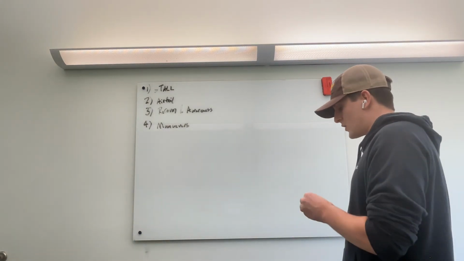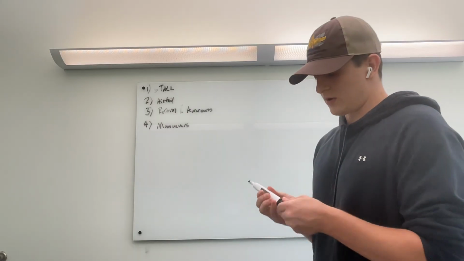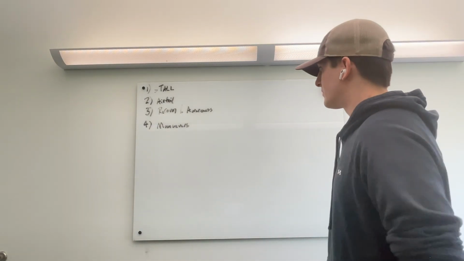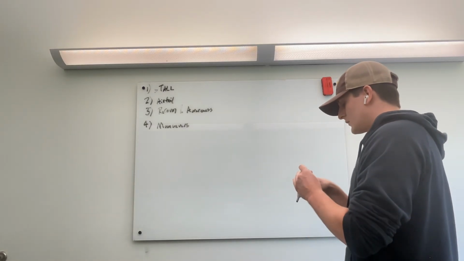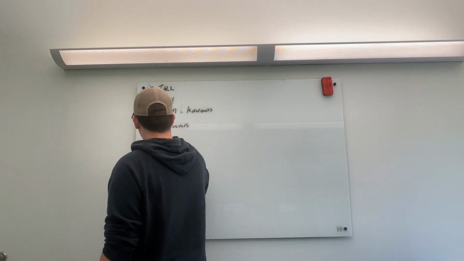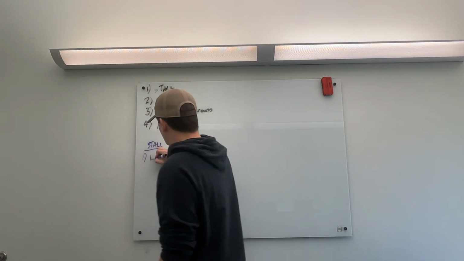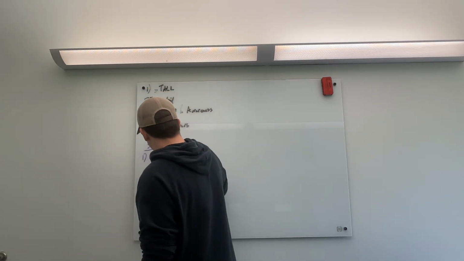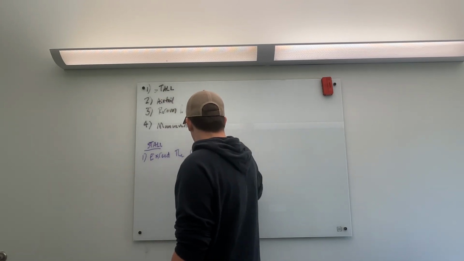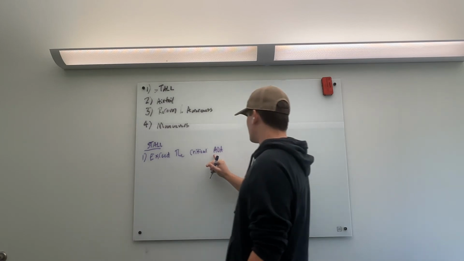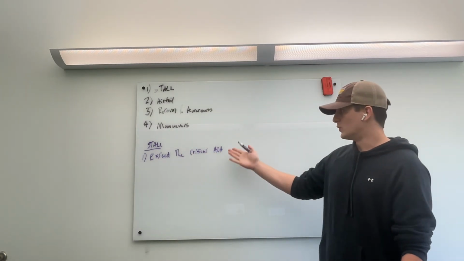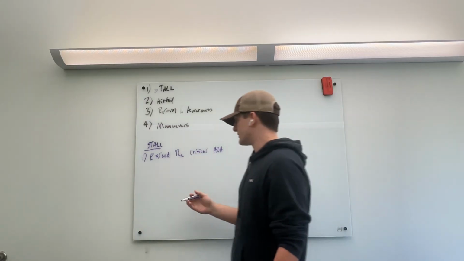So, let's go ahead and define what a stall is. I've boiled this down into 3 main bullet points. And that is, a stall is when you exceed the critical angle of attack. AOA just means angle of attack. So the first bullet point is a stall is when you exceed the critical angle of attack.